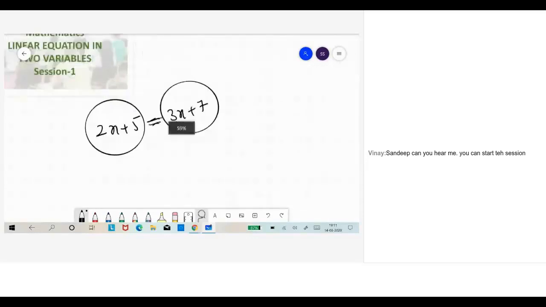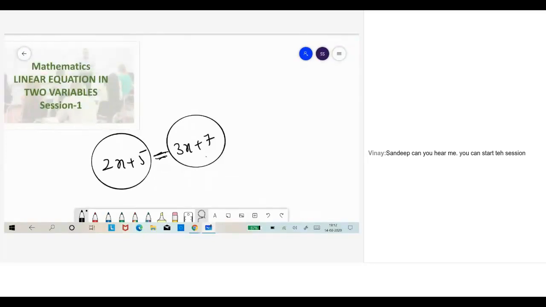So generally, how do you define it? A statement containing two algebraic expressions connected by a symbol of equality is called an equation. And I'm sure this is something you have already learned in your 8th standard, yes or no? So this is what an equation is: two algebraic expressions connected by a symbol of equality.